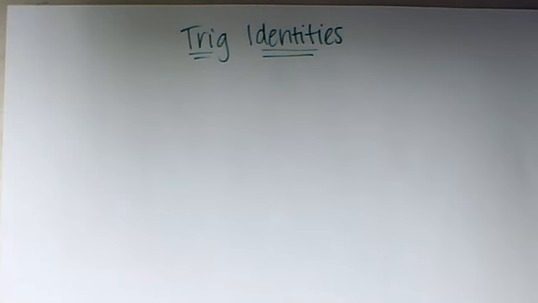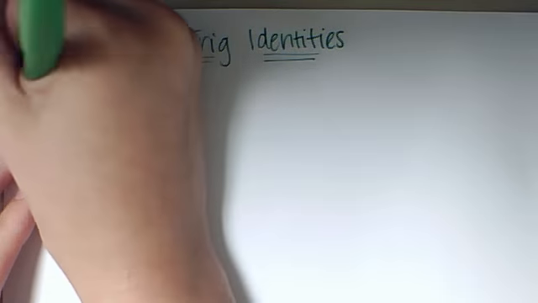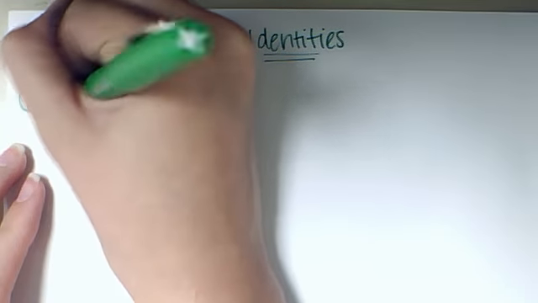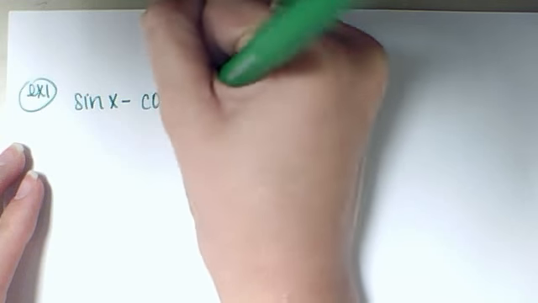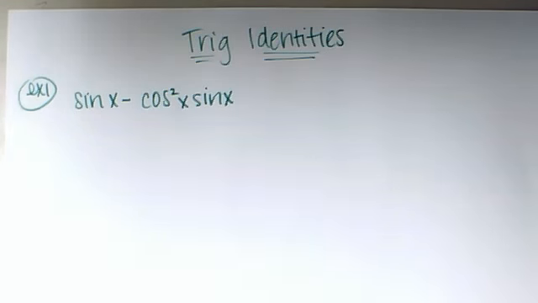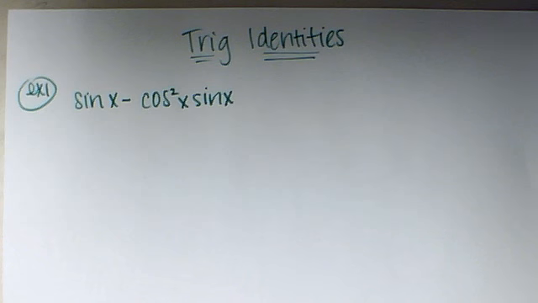Today in pre-cal we started learning how to verify and simplify trig identities. We have several examples to look at, and a big part of this is just realizing where things come from and how I can get them to relate to one another so that I can simplify them. The first example is the sine of x minus the cosine squared of x times the sine of x. That doesn't equal anything, which means it's an expression, not an equation. I want to simplify that.